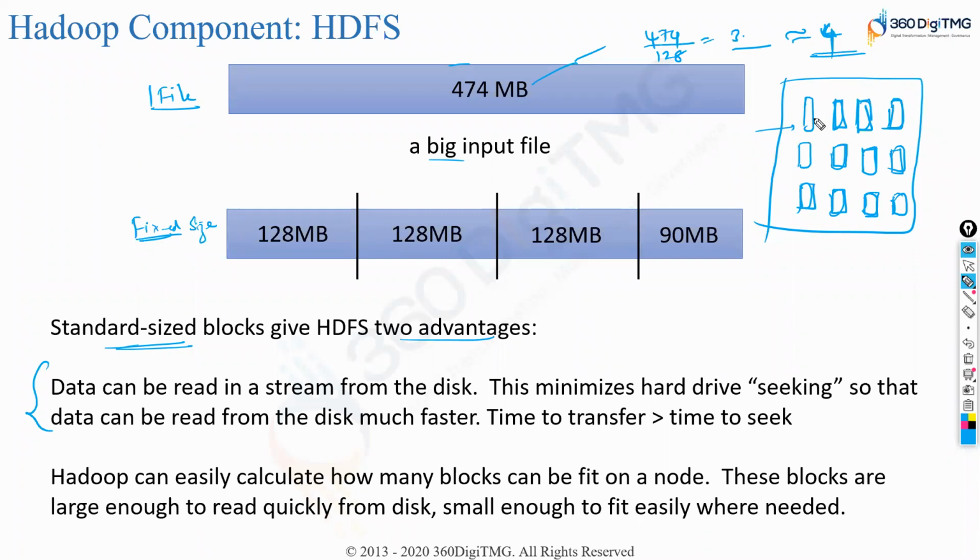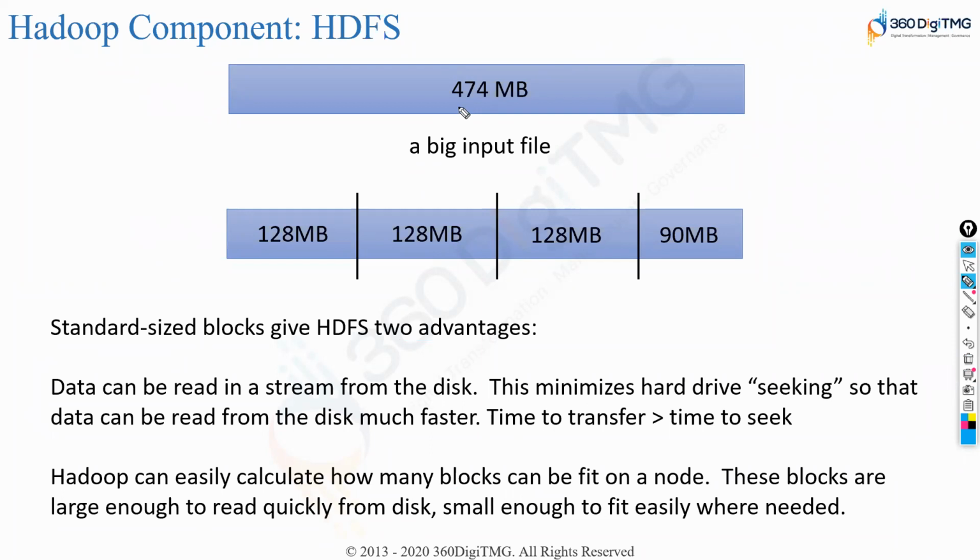And then it will also decide on replications based on those blocks. It can easily calculate how many blocks can be fit on a node. So even from the storage perspective, let's say this system has 500 MB left. That means 500 by 128. Simple, right? It will understand that it can store only three blocks of 128, so it can basically store only three full blocks. So the remaining data is getting wasted. That's okay. It gets wasted, remember. Because you have a standard block size, it cannot be beyond this.